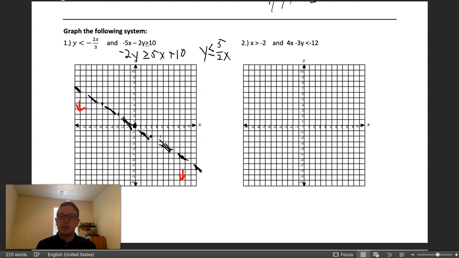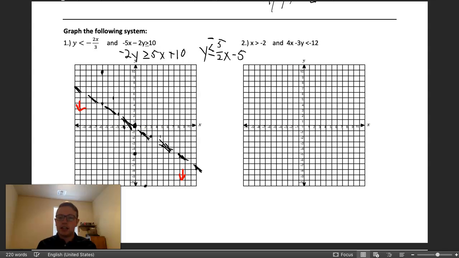I'm dropping negatives all over the place. So this should be minus 5/2 x minus 5. We're going to go down to minus 5, and we're going to go down 5, 1, 2, 3, 4, 5 over 2. We're also going to go up 5 over 2, up 5 over 2, and up 5 over 2.